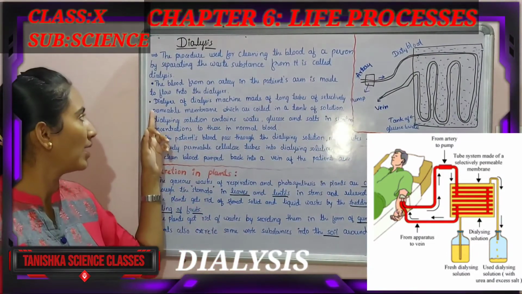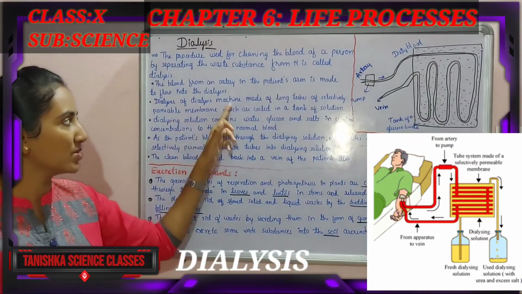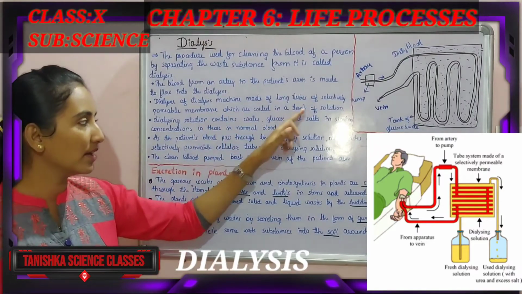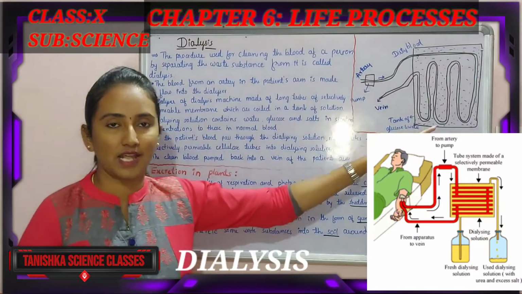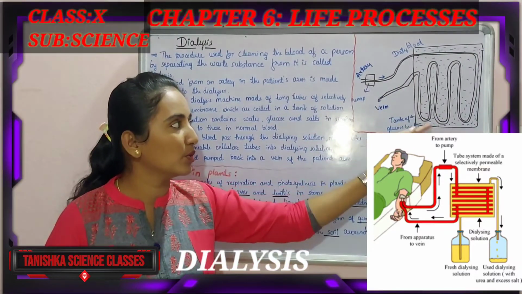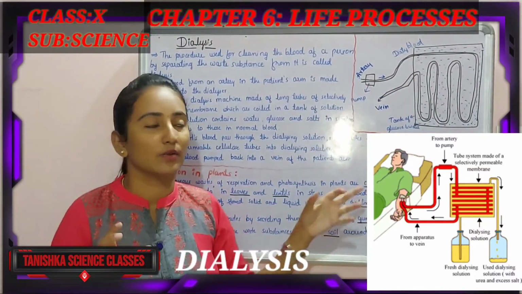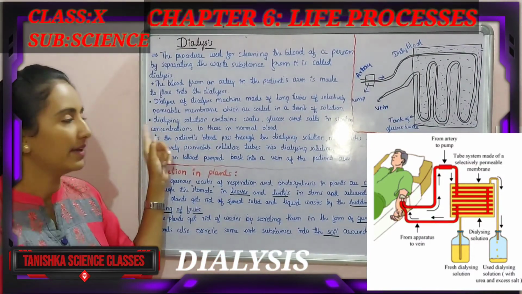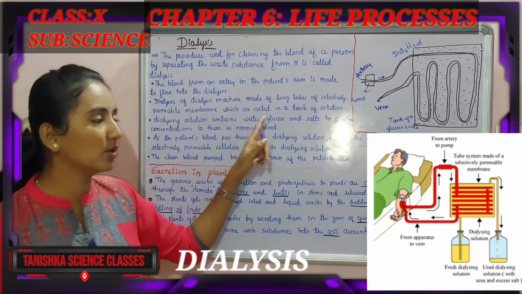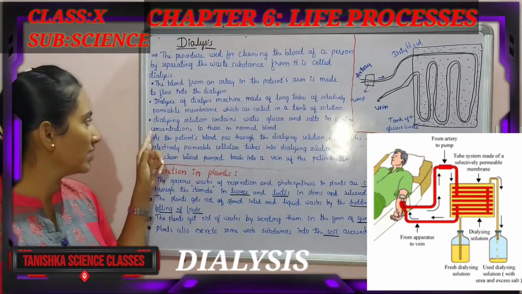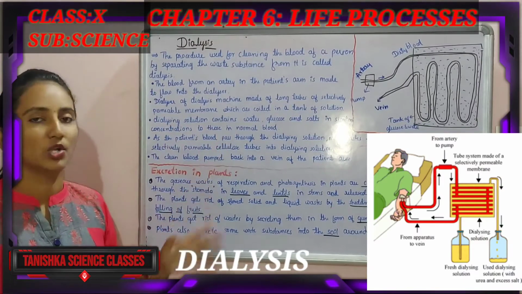In the dialyzer, a dialysis machine is made of long tubes of a selectively permeable membrane which are coiled in a tank of solution. This is the tank and this is the tube of a semi-permeable membrane. These tubes are coiled in the dialyzer tank. The next step is that the dialyzing solution contains water, glucose and salts in similar concentration to those in normal blood.